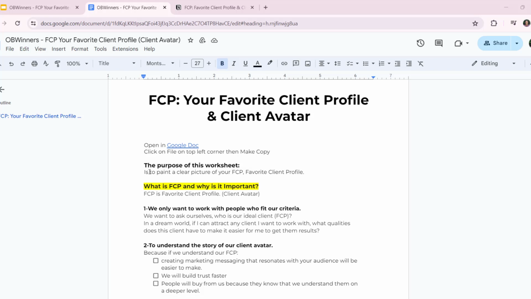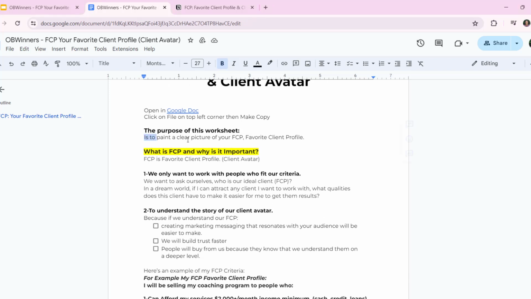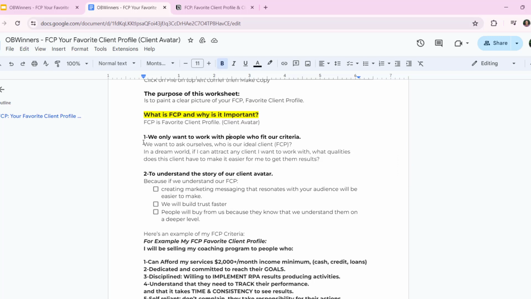Right, great. So the purpose of this worksheet is to paint a clear picture of your FCP, or the favorite client profile. So what is FCP and why is it important? FCP stands for favorite client profile. Okay, client avatar. So one, we only want to work with people who fit our criteria, because it sucks if we work with people who don't fit our criteria. It will be a hell. So we want to create things that are smooth for both of us, the client and us, so we get them results without any headaches.